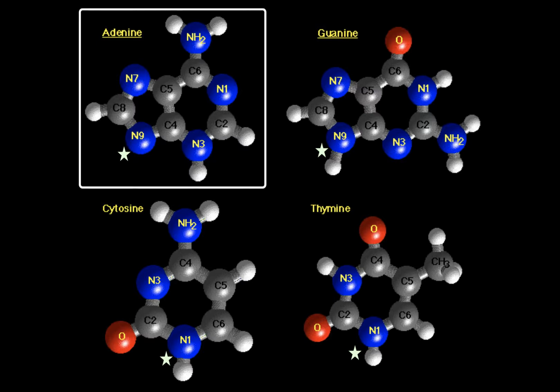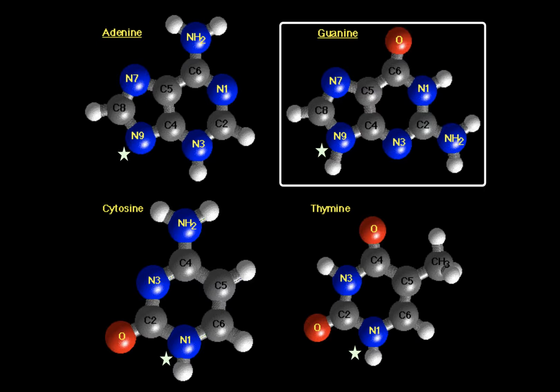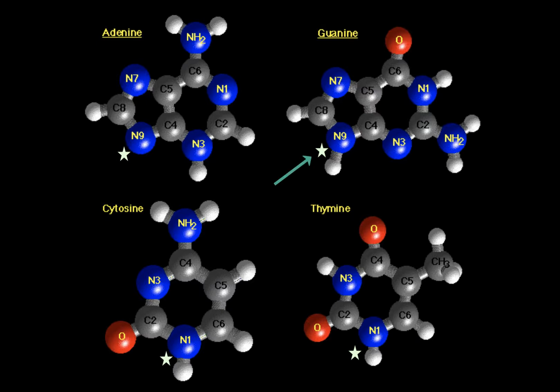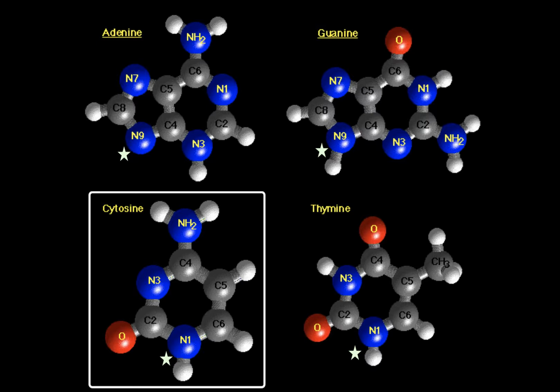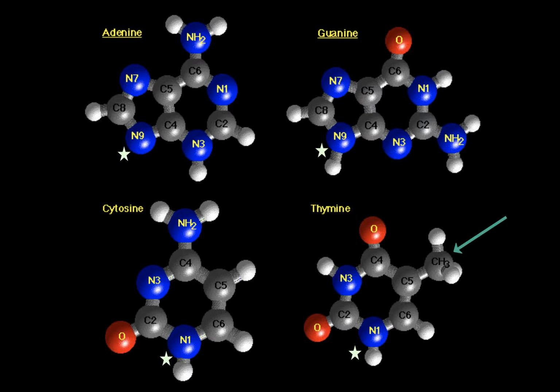Here's adenosine, and the star is where it's attached to the ribose or deoxyribose sugar. Here's guanine again. Position 9 is where it's attached to the sugar. And then there's cytosine, thymine, and this methyl group would be a hydrogen in uracil, and they're attached at the N1 positions to the sugar groups.